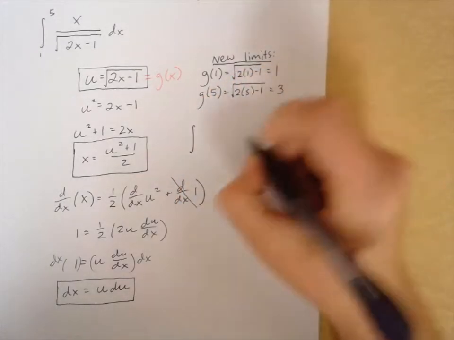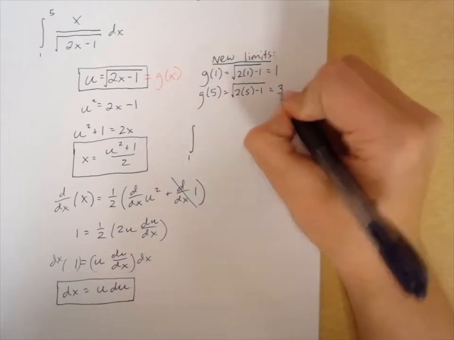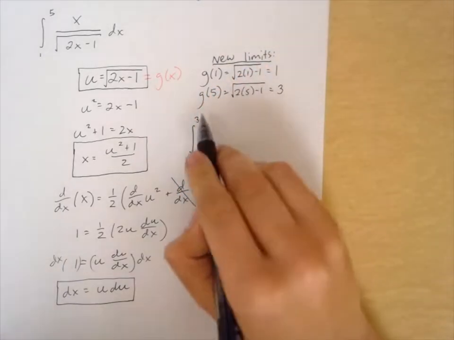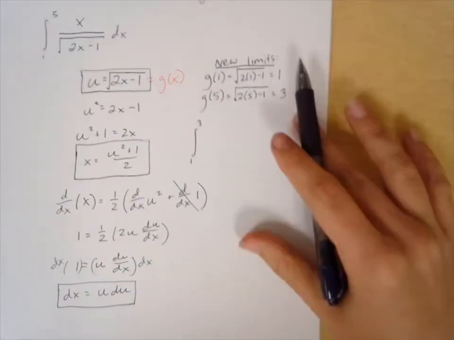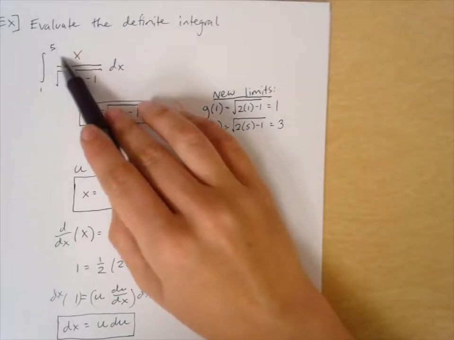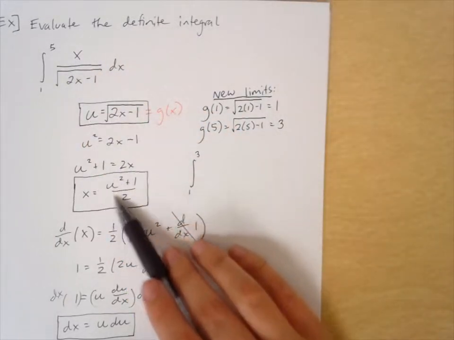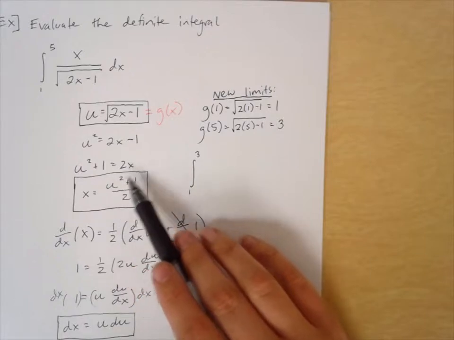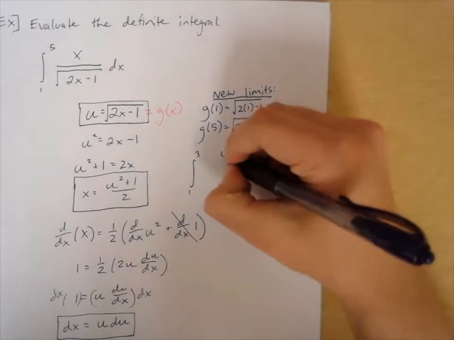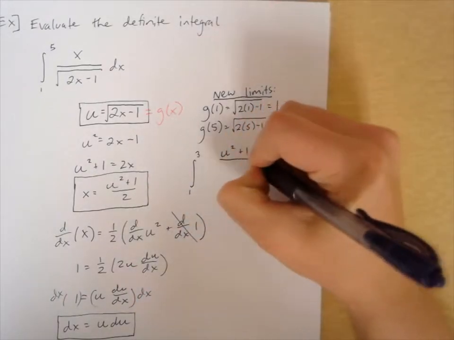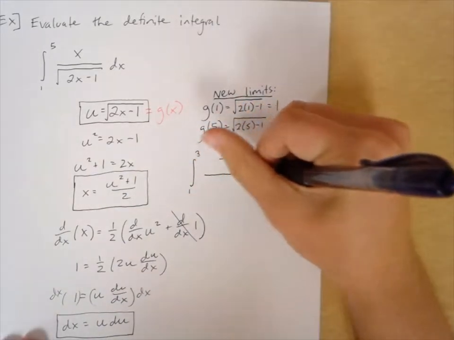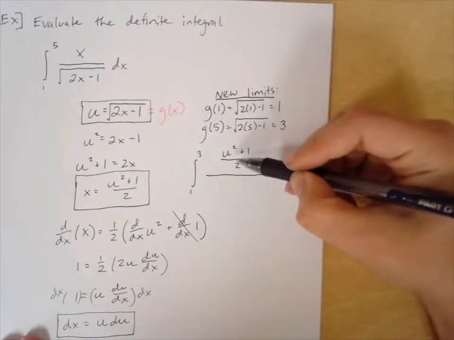So my integral is now going to be from 1 to 3. And I'm going to replace each piece here very carefully. Instead of writing an x, I'm going to write it in terms of u, as I solved for. So I'm going to write u squared plus 1 over 2. And that was all over, right, because x is just this piece.